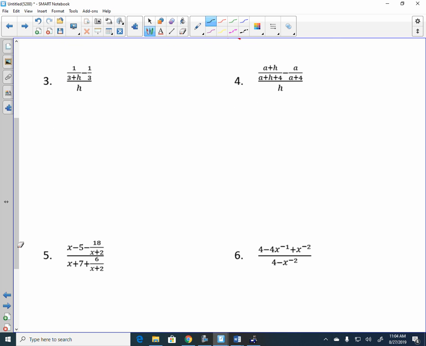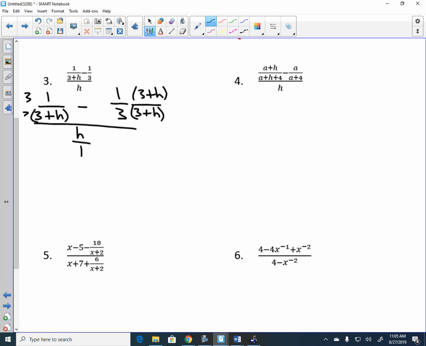We'll do 3 and 4 and 6. We will not do 5. You'll have a lot of time to work. 1 over 3 plus h minus 1 over 3 over h over 1. What to do, what to do? Very good. 3 plus h. 3 plus h. Good.